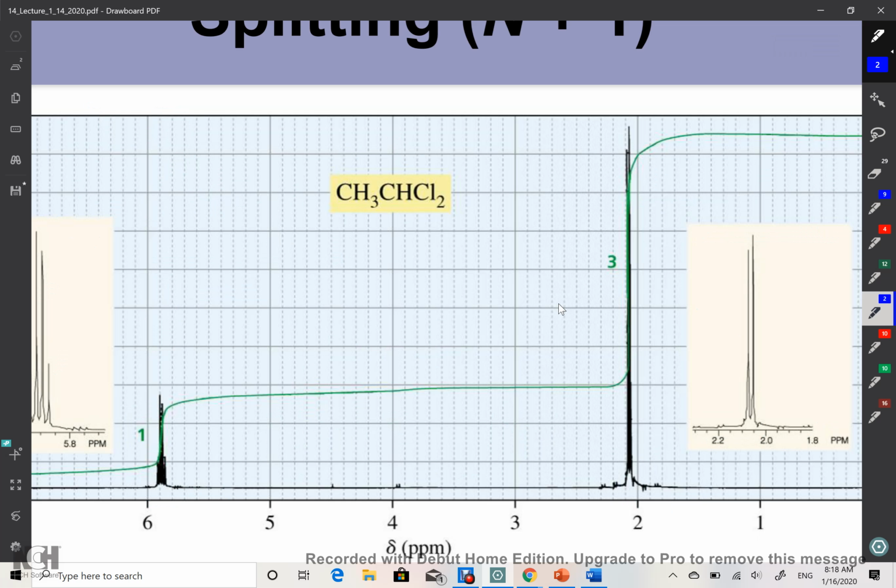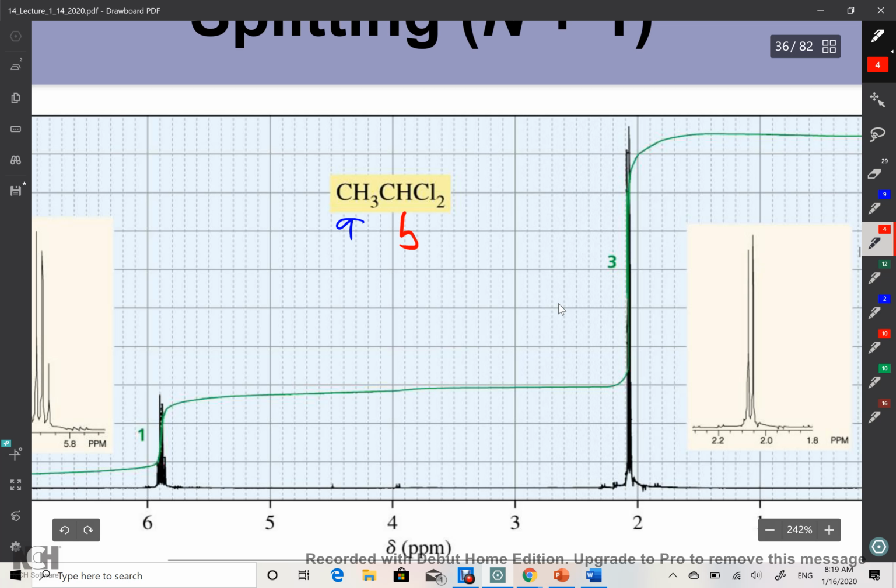Okay, over here we have an NMR spectrum of CH3CHCl2. So that's the molecule, that's the spectrum. We need to be able to match the spectrum. We know we have 2 types of hydrogen in that molecule, and we'll label them. So we have a group of hydrogen called hydrogen A, and another group of hydrogen called hydrogen B.